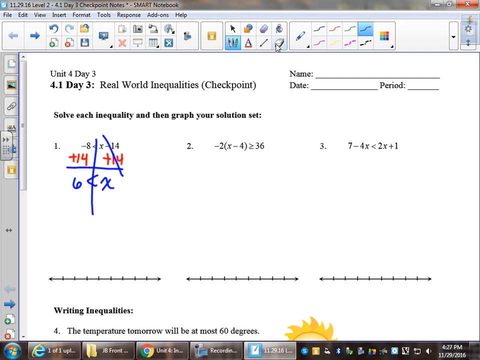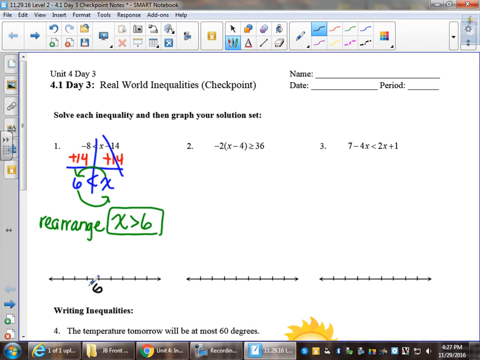Now, x is now by itself, but if you notice, technically this says 6 less than x. And we really don't like leading with a number. We like the variable to be on the left. I want x to come over here, and I want this number to come over here. So rearrange it, and it becomes x greater than 6. The inequality sign did not flip. If I were to read this from the variable, this says x greater than 6. This says x greater than 6. These mean the same.